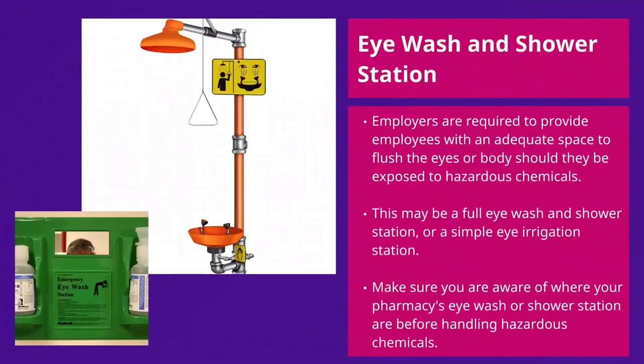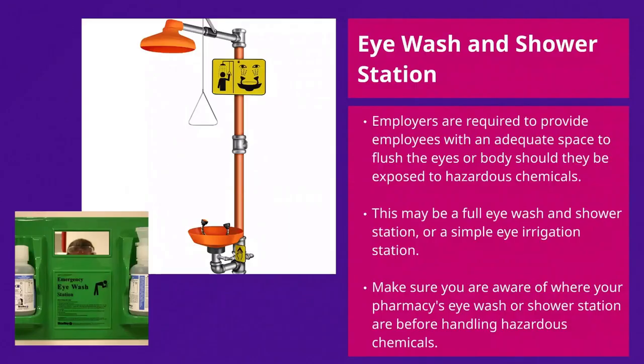So your pharmacy may also have an eye wash and shower station. Employers are required to provide employees with an adequate space to flush the eyes or body should they be exposed to hazardous chemicals. This may be a full eye wash and shower station or a simple eye irrigation station.